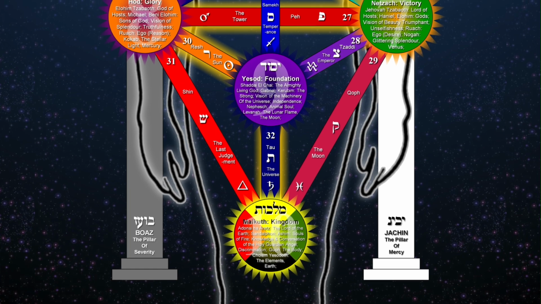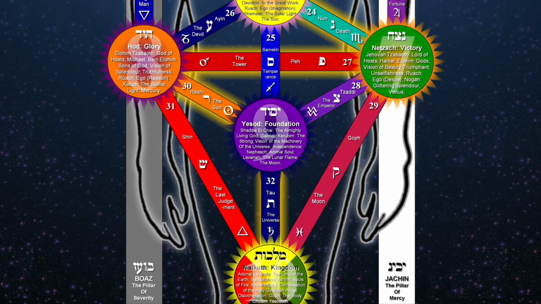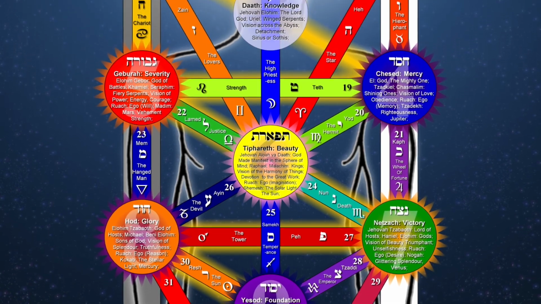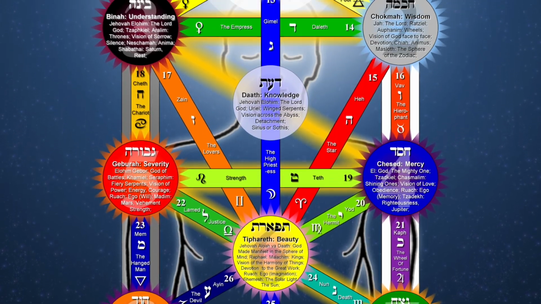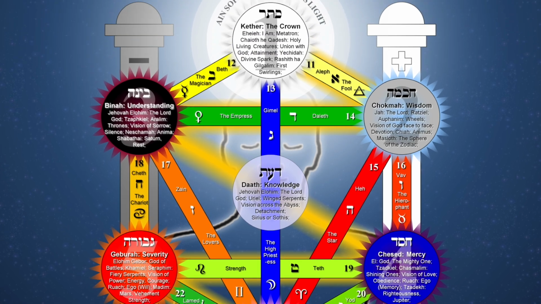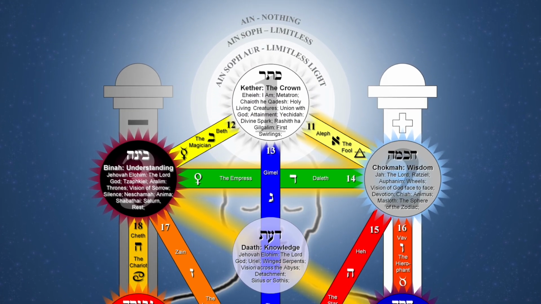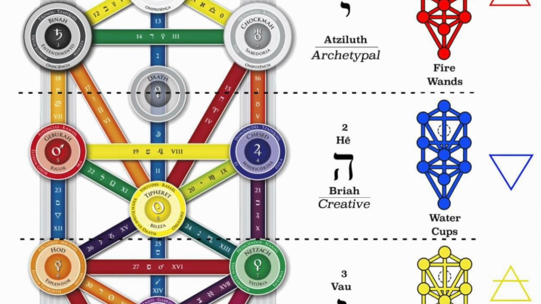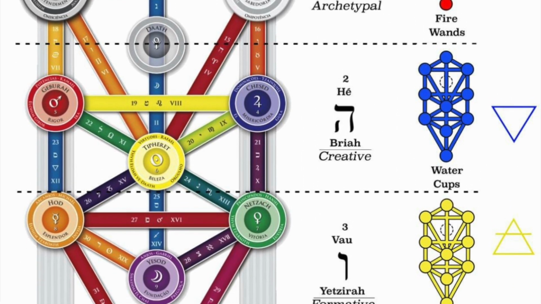Kabbalah is this ancient form of Jewish mysticism that involves this diagram called the Tree of Life. This tree has 10 spheres called Sephirot. It contains a hidden sphere called Da'ath, which means knowledge, and also could be called the Abyss. It also contains 4 worlds, and each world is said to contain another Tree of Life.